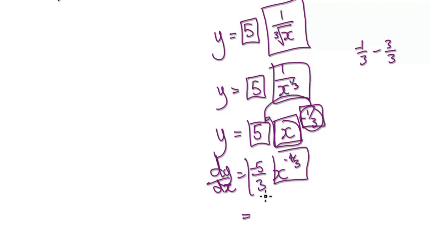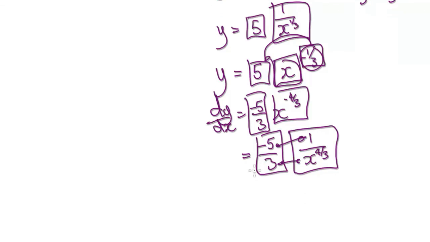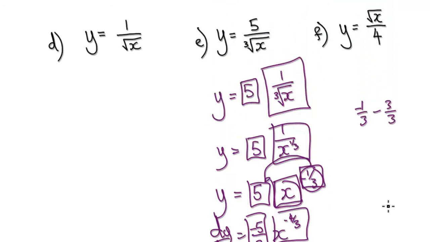So you've got one block multiplying with this block. So that would become negative 5 over 3 times, so that's one block, times 1 over the positive version, 4 over 3. So now top times top, bottom times bottom. So that will then become negative 5 over 3 x to the power 4 over 3. So this is your dy by dx. Okay, and then the last one.